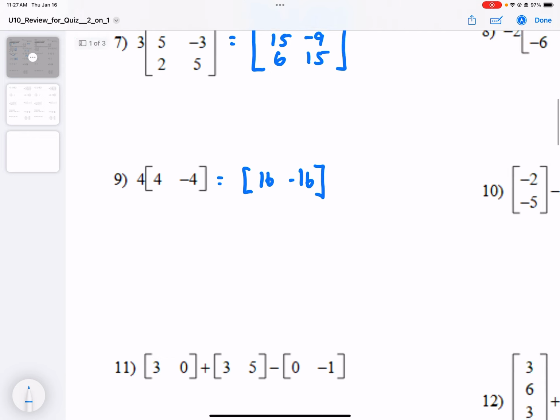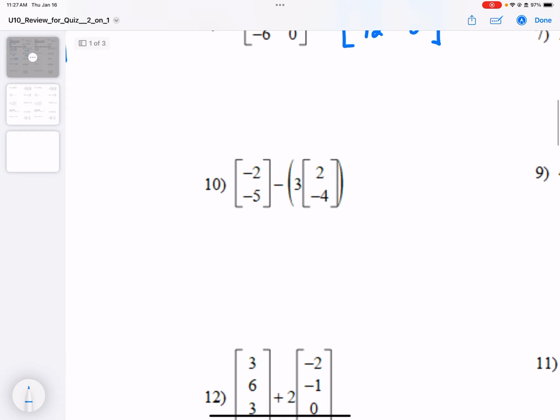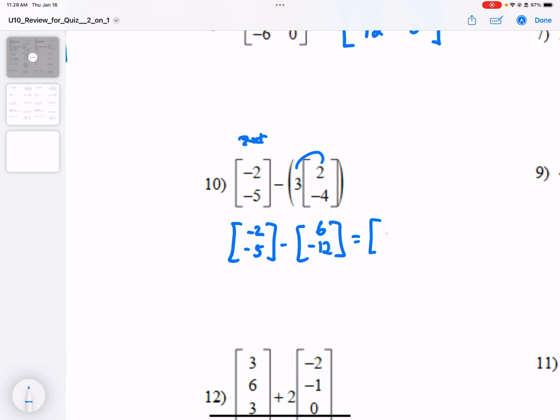Pretty straightforward. Number 10, we're subtracting. So I'm just going to check out. I've got a 2 by 1, and I'm going to have a 2 by 1, so we can do the problem. So I'll leave the first one alone. That doesn't change. I've got a minus. Now I got to do scalar multiplication. So 3 times 2 is 6. 3 times 4 is -12. Now I have to subtract them. 2 minus -6 is -8. -5 minus -12, so -5 plus 12 is 7. So there's our matrix.